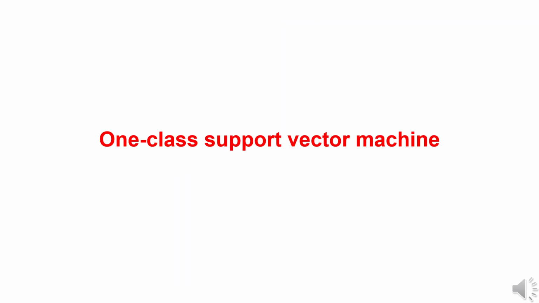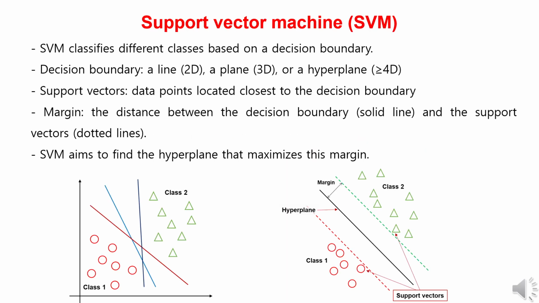All right, next, let's talk about one of the methods used in AI to detect outliers, called the one-class support vector machine. Let's first take a look at support vector machine.